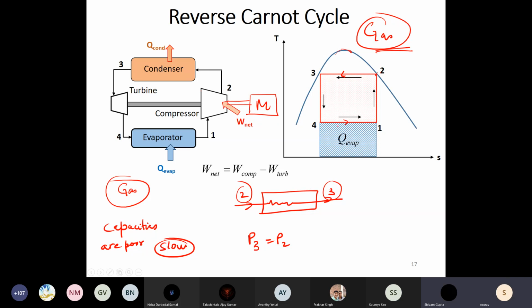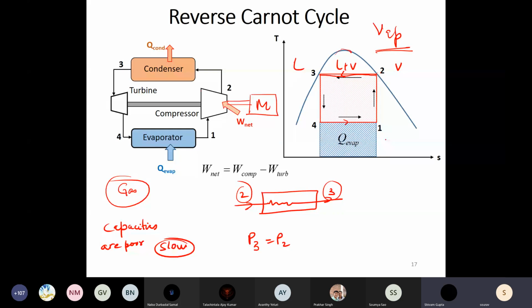And now if this isobar is placed inside a dome, the liquid plus vapor region, it becomes an isothermal. Very clever way of having an isothermal process. Okay, and I don't need to have the compression and expansion process within this, because a simple isobaric heat transfer process will also lead to an isothermal process. So I get rid of that additional expansion and compression that I had to do for the air. So that's the advantage of putting these 2 to 3 and 4 to 1 inside your liquid vapor region.